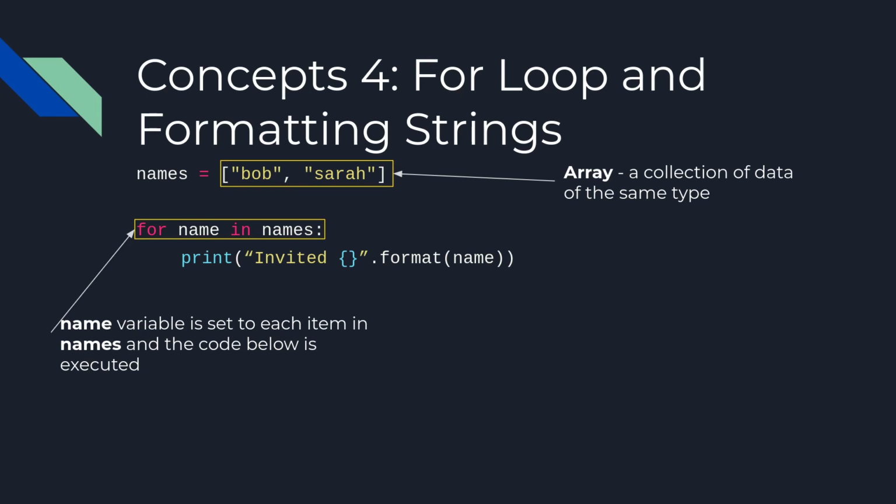We also use a different syntax here to insert variables into a string. We define the section with some curly braces within the string, then call the format method, passing in what the value should be. In this case, the current name we are at in the loop.